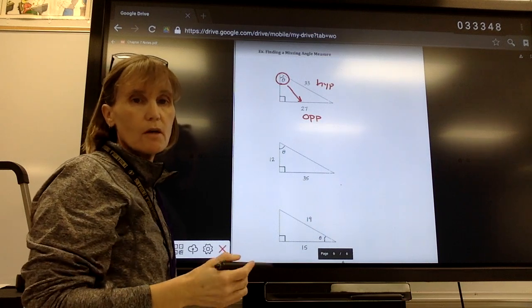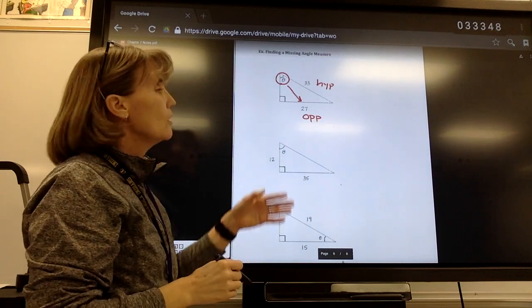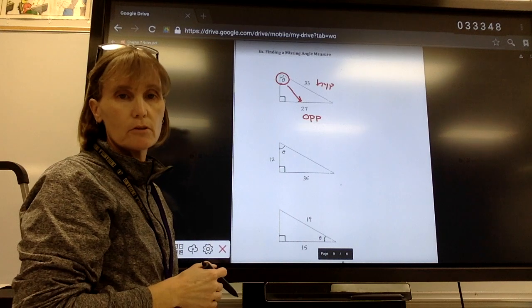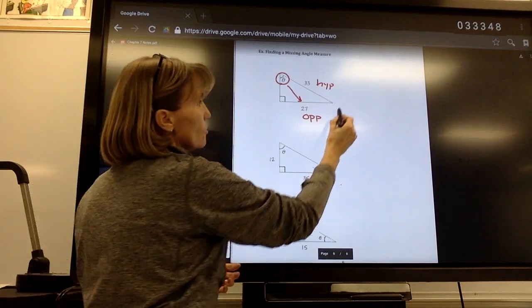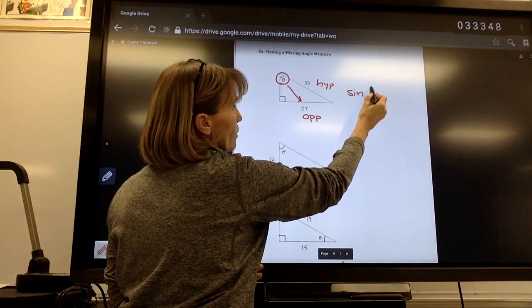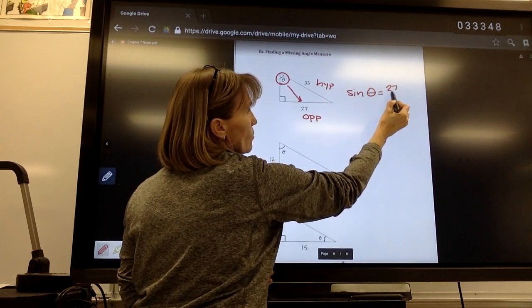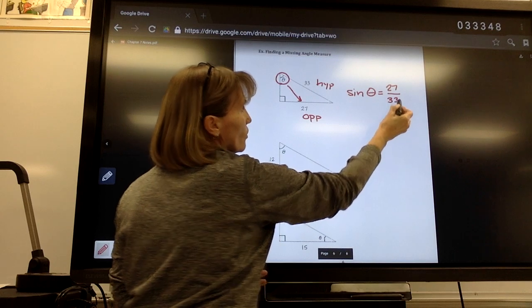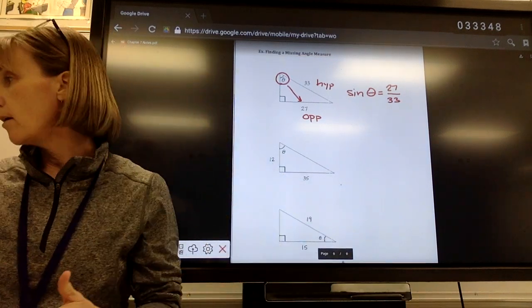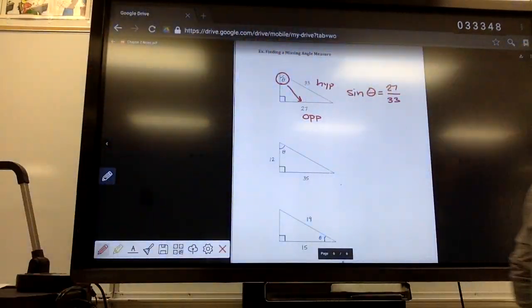So which of sine, cosine, or tangent deals with opposite and hypotenuse? That would be the sine. So you would say sine theta equals the opposite leg, which is 27 units, over the hypotenuse, which is 33. That's what you're going to set up. Now quick, grab a calculator.